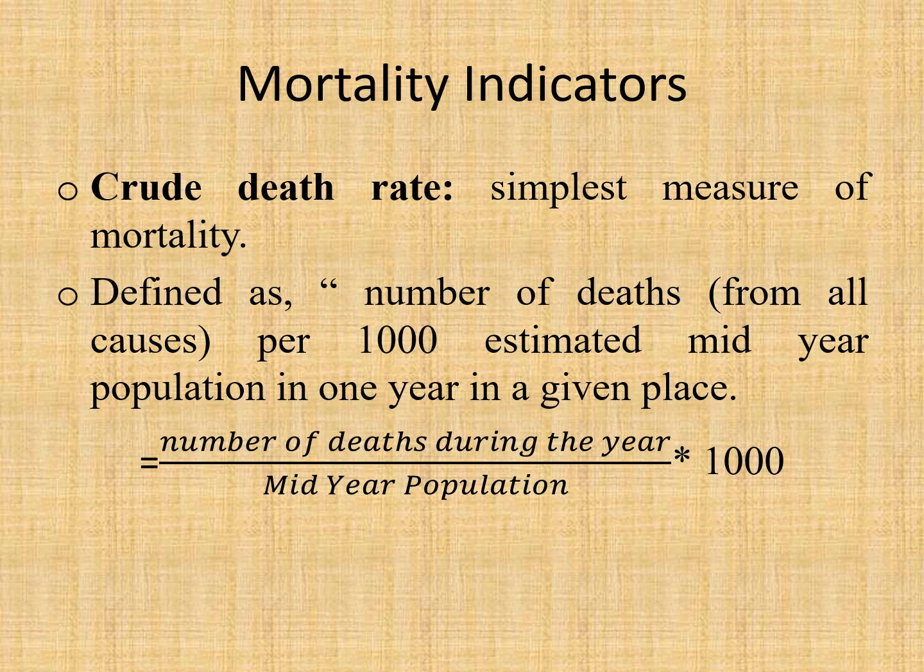First, the simplest measure is crude death rate. It is defined as the number of deaths from all causes per 1000 estimated mid-year population in one year in a given place. So in the numerator, to calculate the crude death rate, we should have the number of deaths during the year. Remember, these are the deaths from all the causes, divided by mid-year population.